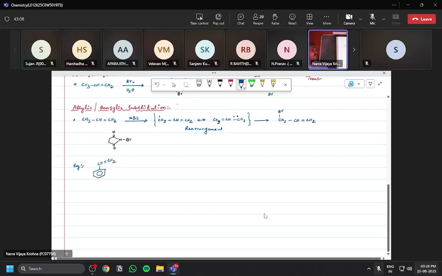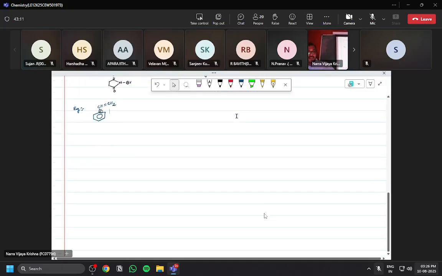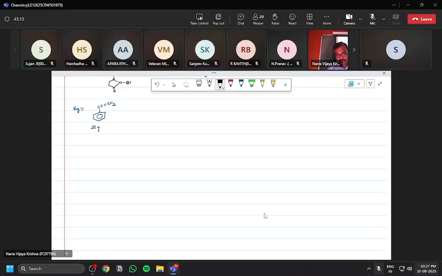What is this called? Styrene. If this is allowed to react with chlorine in presence of iron, then what happens? Electrophilic aromatic substitution. Correct, sir? So you will get chlorine either at ortho position or para position. Which is major? Para became major.